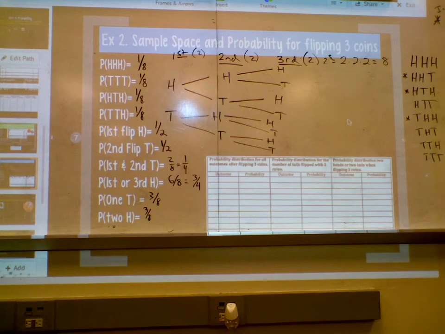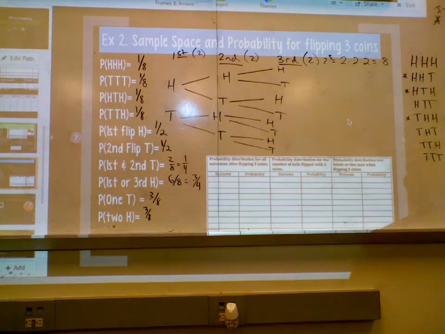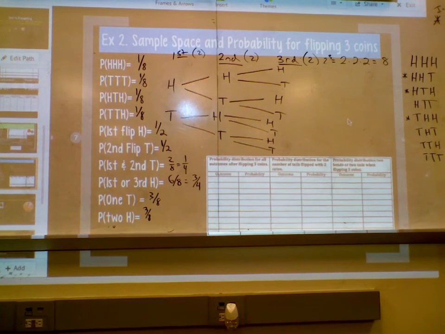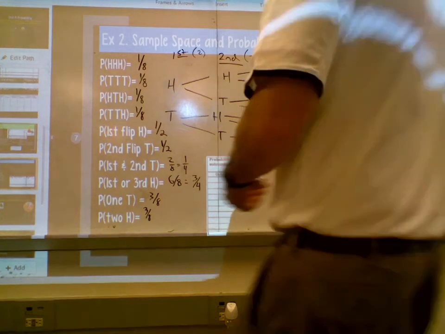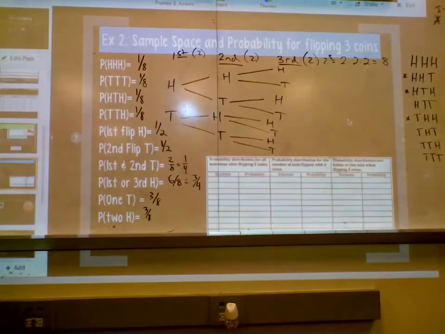Which outcomes are my 2 heads? The same 3, right? So, 1 tail and 2 heads describe the exact same events, don't they? Kind of interesting how it works out. And they have the exact same probability. Now, it doesn't always work that way, but it did right here, where these are the same probability and the exact same event.